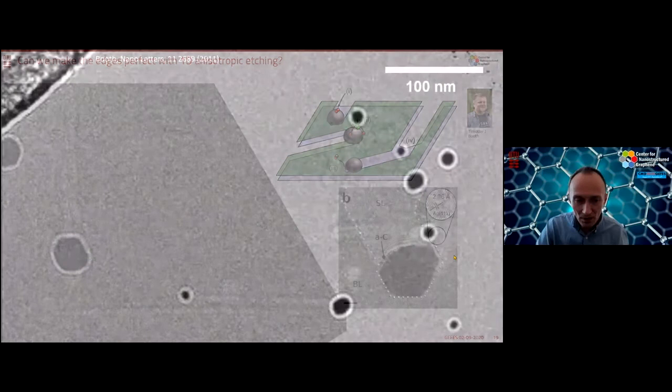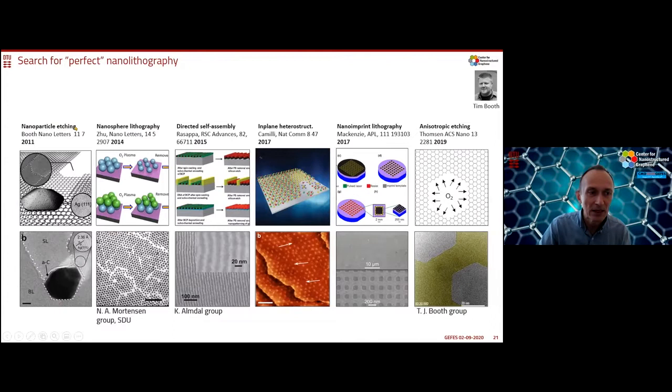So this is some of the methods we tried over the years: nanoparticle etching, nanosphere lithography, directed self-assembly with block copolymers, in-plane heterostructure growth, really interesting work, growing graphene alloys on iridium, so we could get 8 nanometer period and 2 nanometer graphene quantum dots, nanoprint lithography, and then this anisotropic etching. These are some of the things we tried over the years. And none of them give us really the full freedom to design that we have with electron beam lithography.